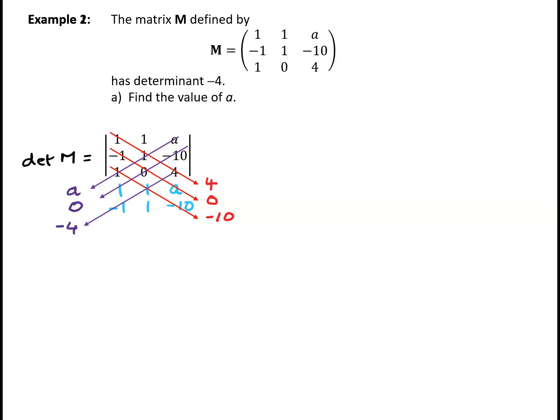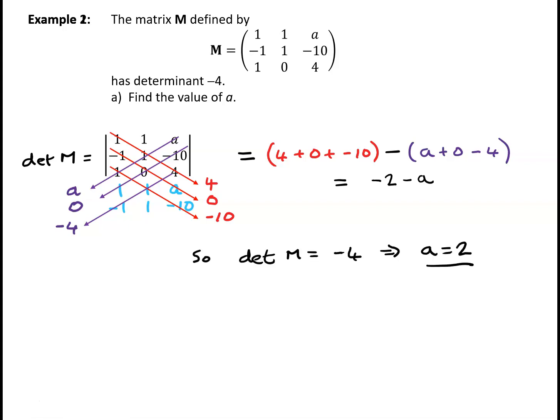So, the value of the determinant is going to be 4 plus 0 plus minus 10, take away the result of adding up the A plus 0, take away 4. So, tidying that up, I've got minus 2 minus A, and that has got to equal minus 4 because we've been told that the value of the determinant is minus 4. So we've got the determinant of M is minus 4, means that A has got to equal 2.